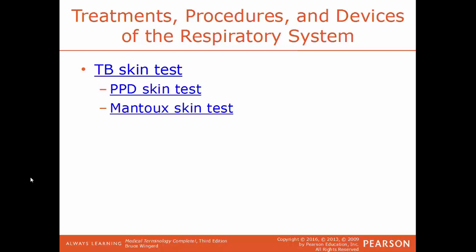They both work basically the same way. You are exposed to a very small amount of the bacterium with a very small injection underneath the surface of the skin. You go back to the doctor 2 or 3 days later. If the area is red and swollen, that's a positive indicator. That means that you have the bacteria that causes that disease. And if it's not swollen or not irritated, then you don't have it.